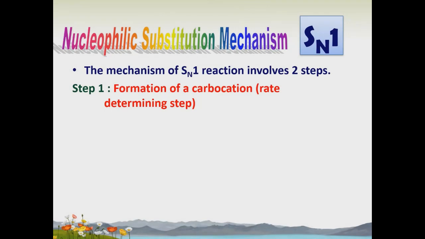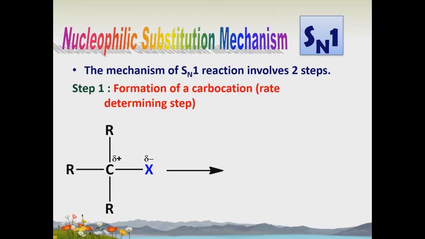The SN1 mechanism, or nucleophilic substitution mechanism SN1, involves two steps. In the first step of the mechanism, we have the formation of a carbocation, which is also classified as the rate determining step. In this step, we have a haloalkane, actually a tertiary haloalkane, where the carbon is delta positive, more electropositive, and X is more delta negative, or more electronegative.